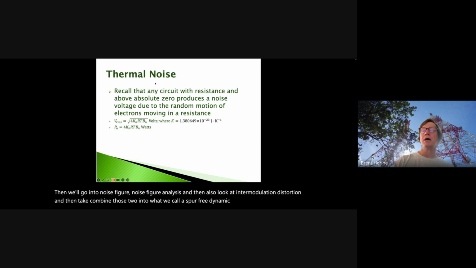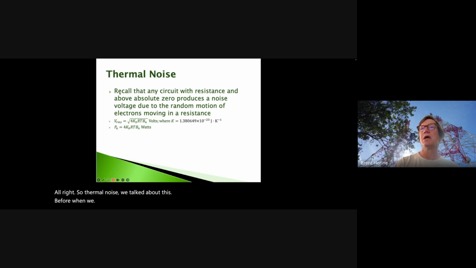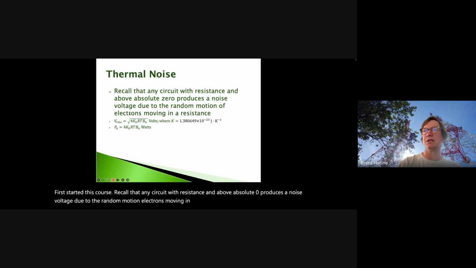All right, so thermal noise, we've talked about this when we first started this course. Recall that any circuit with resistance above absolute zero produces a noise voltage due to the random motion of electrons moving in a resistance, right? Those electrons moving, what's that? We call that current, right? As that current moves through that resistance, it creates a voltage. And here's a handy equation for that.